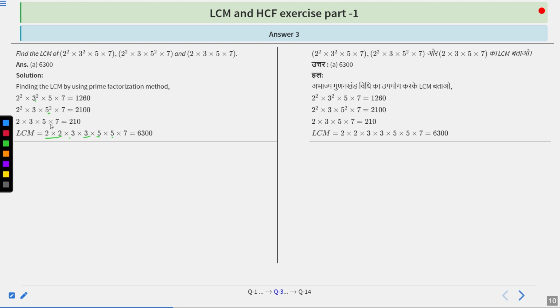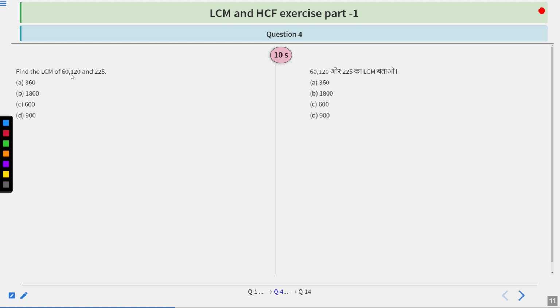And then we will look for the highest power of 7, but in all of them 7 is only present once, so we will write into 7. So 2 into 2 into 3 into 3 into 5 into 5 into 7 is equal to 6300. That means the LCM of all the three terms was 6300. Option number A is the correct answer.